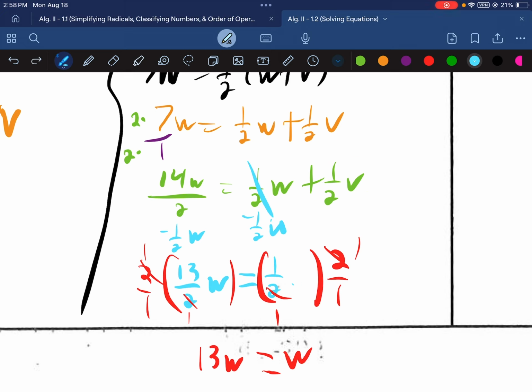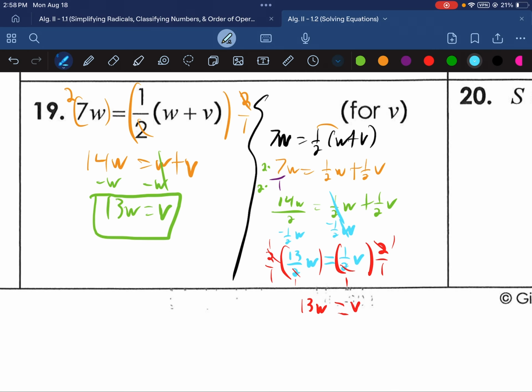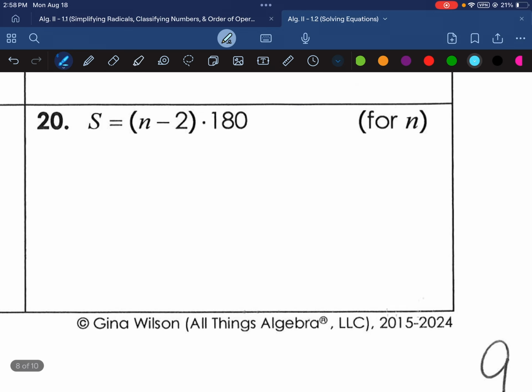Because it's this 1/2 v here. Sorry, this one should be w because we subtracted 1/2 w, but this should be v there. That's the one I miswrote. And so in the answer, that should be v as well. And we notice that's the exact same answer we got the other way, just with more work.